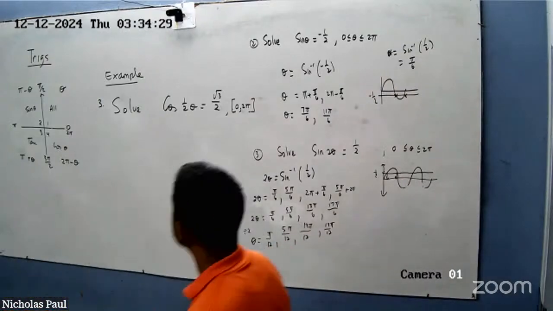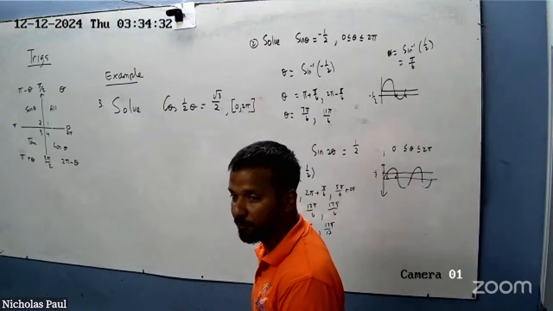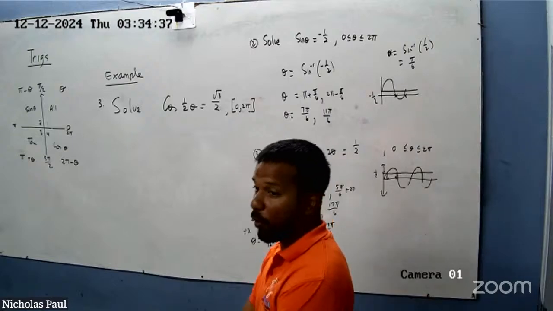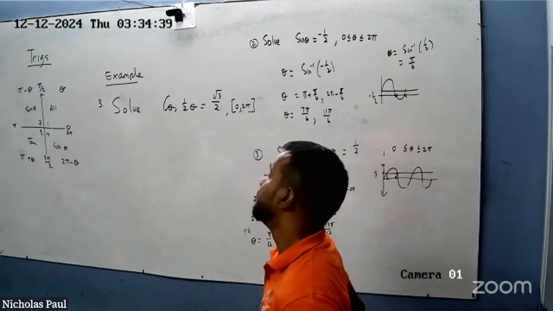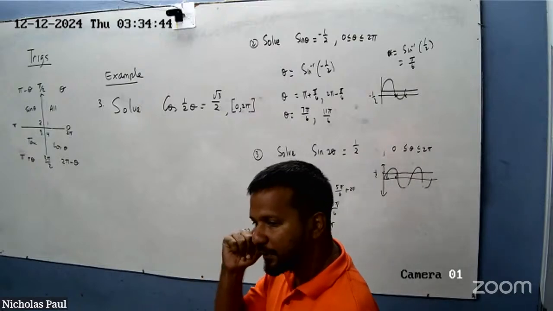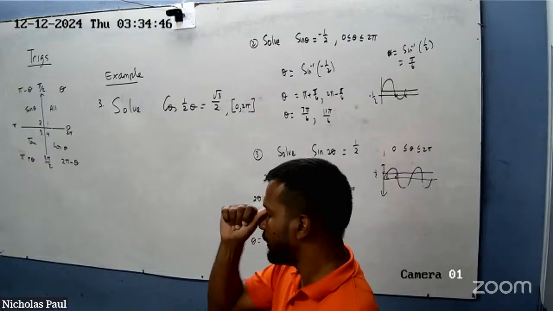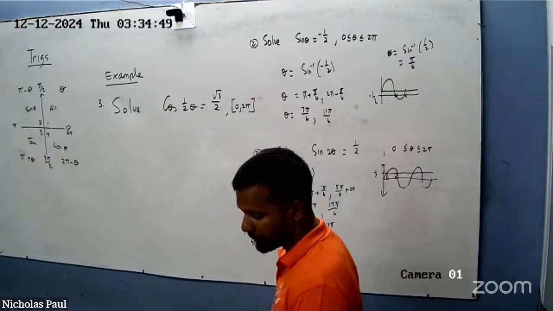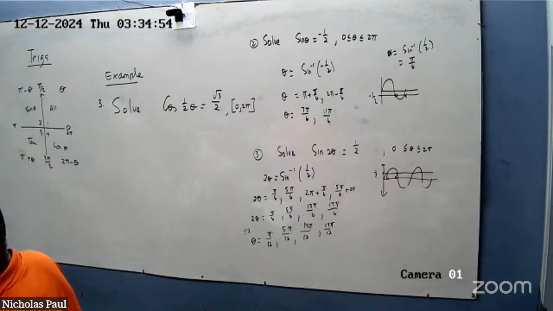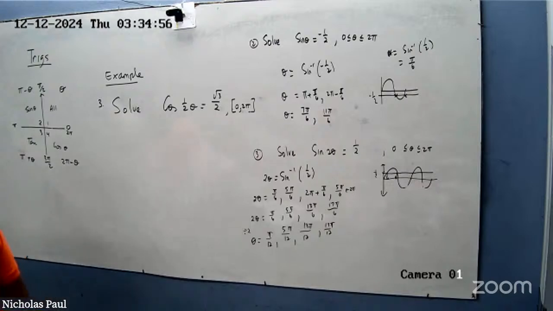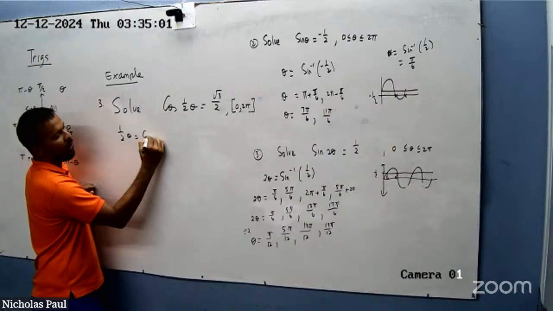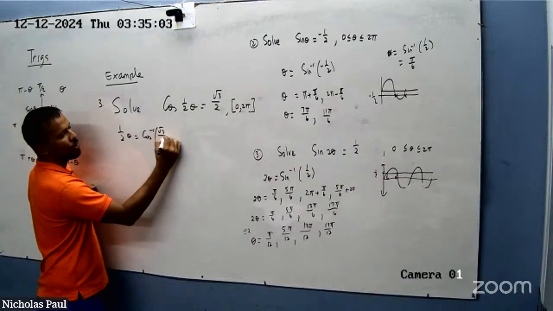All right. So, what you all got for this one? How many answers you got? One. One? Right? I'm going to show you next week how to guide you to get your answer. Right. So what you say? 1/2 theta is equal to cos inverse root 3 on 2.